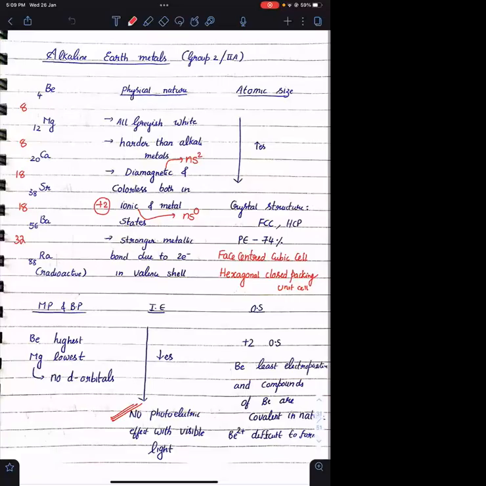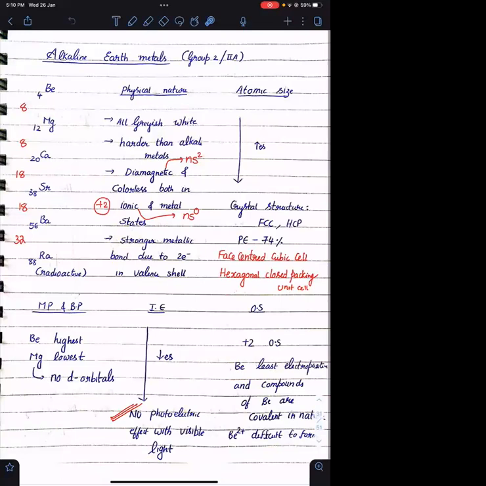So in the last lecture, after completing group 1 elements, we have started with group 2 elements. Group 2 elements are beryllium, magnesium, calcium, strontium and barium. In physical nature, we have seen them as grayish white, and the softness down the group increases as metallic bond strength decreases, and they are considered to be harder when compared to group 1 elements. The reason is the metallic bond strength.